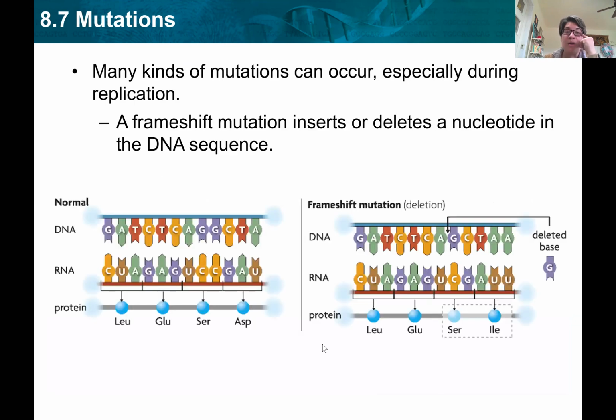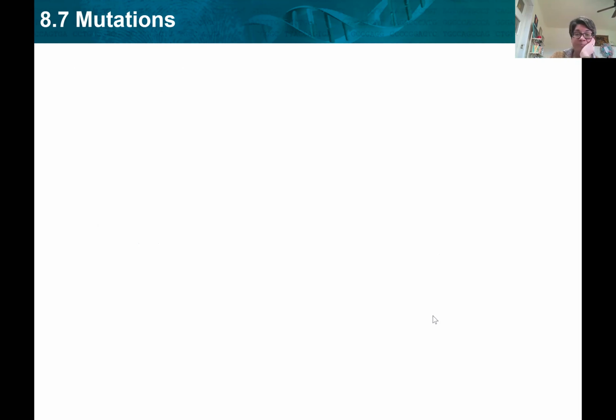And then we can also have frame shift mutations, and that's where something is getting added in and shifting everything over, or it's getting deleted and shifting everything over. So here's the normal sequence, and then here we're deleting a G. We had 2 Gs here, now we only have 1, and it's going to shift all the amino acids that come after that because it's shifting everything over. So frame shift mutations are pretty bad, and point mutations aren't as bad.